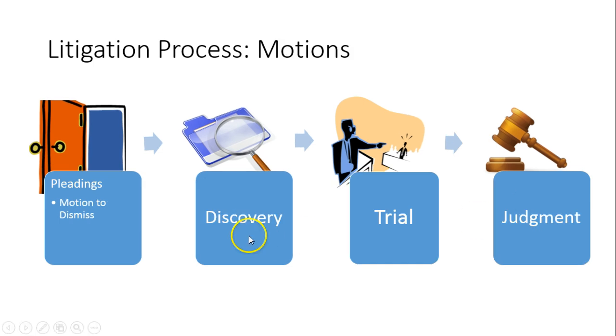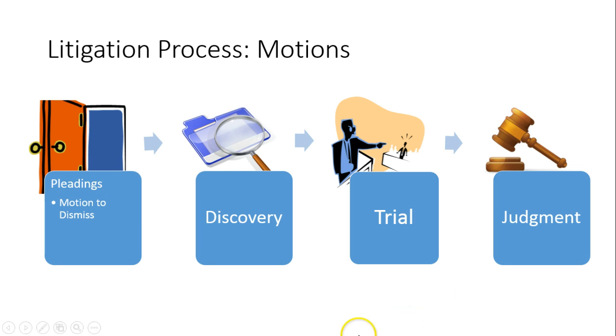So if we look at the same timeline, what we're going to do is highlight some of the motions that you'll see in the litigation process, and these are often what you're reading in the appellate decision: the review of a determination of a judgment entered after a motion was made.